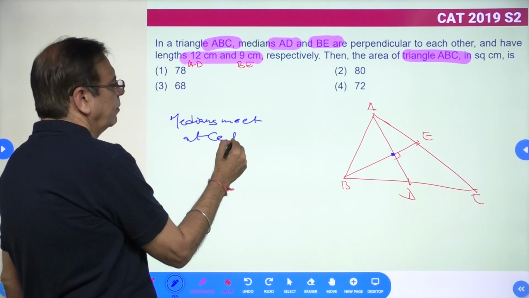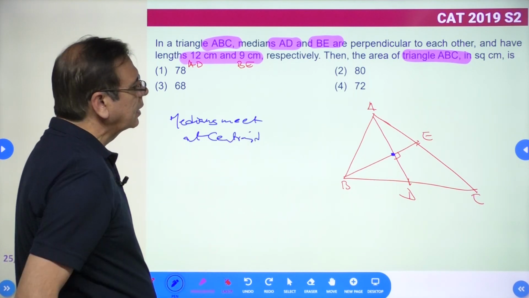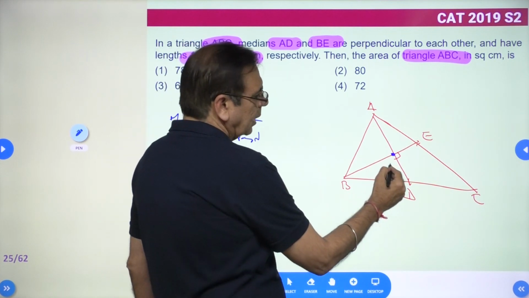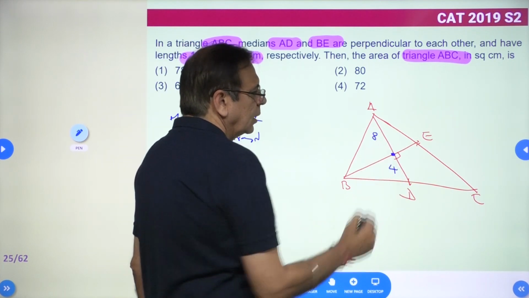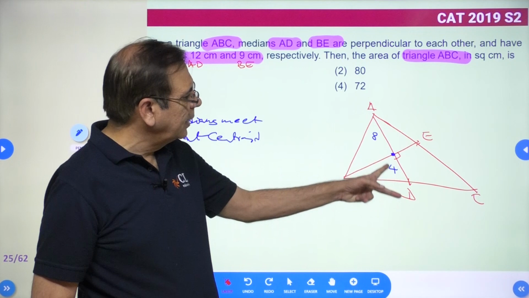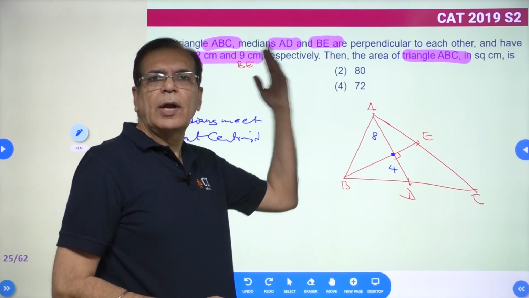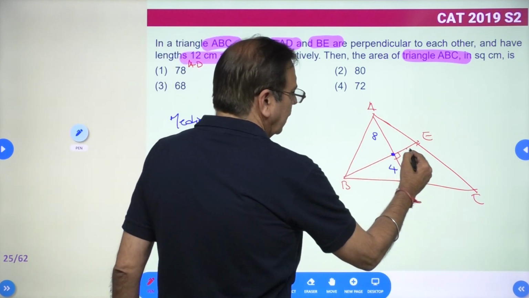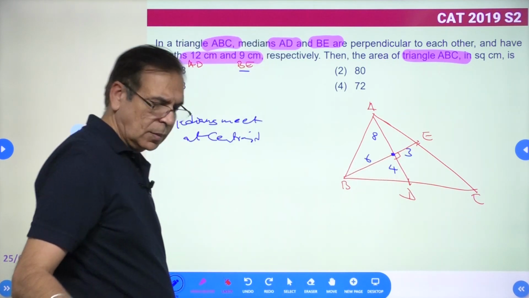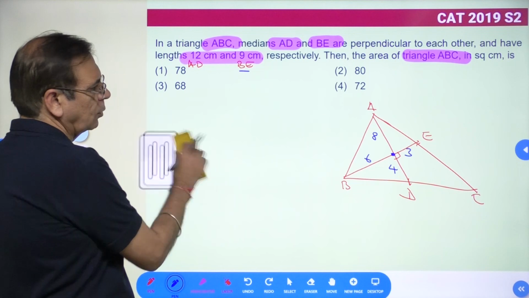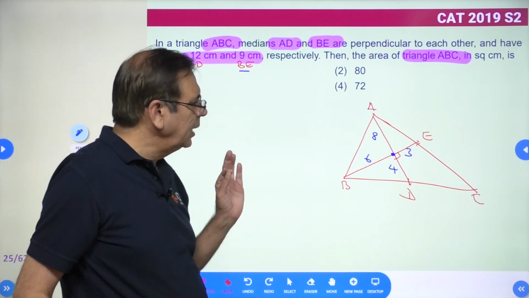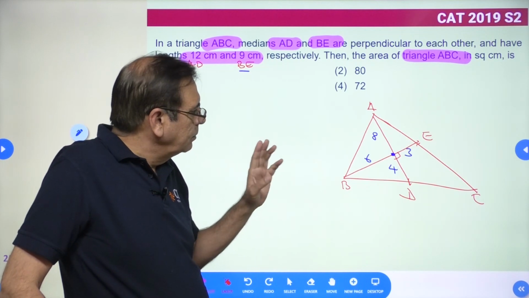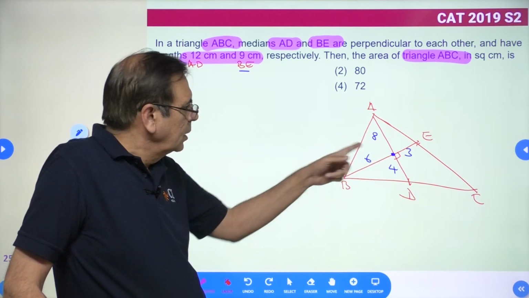Meet at the centroid. Now, if they meet at the centroid, AD is equal to 12. What does that mean? That means this should be 4 and this should be 8. The centroid divides the median into the ratio of 2:1, two parts towards the vertex. And similarly, if BE is 9, this will be 3 and 6. So the first thing, please remember, medians will meet at the centroid.